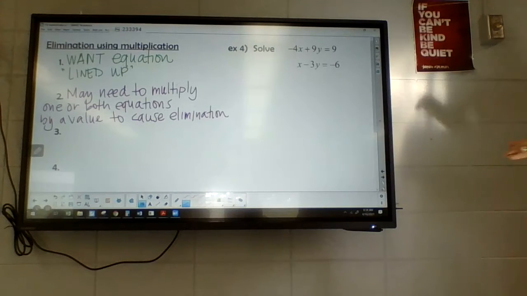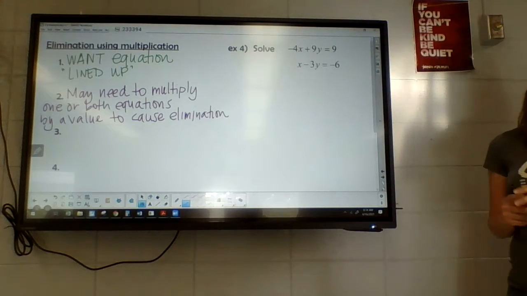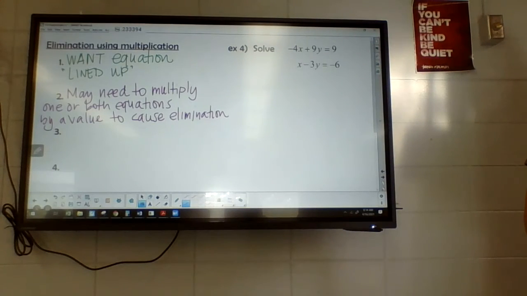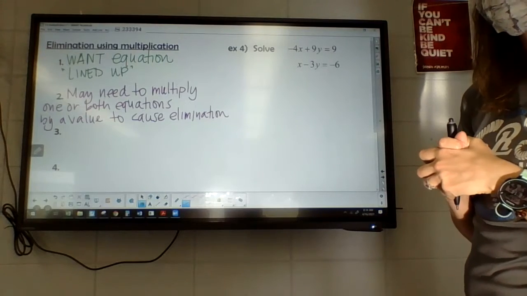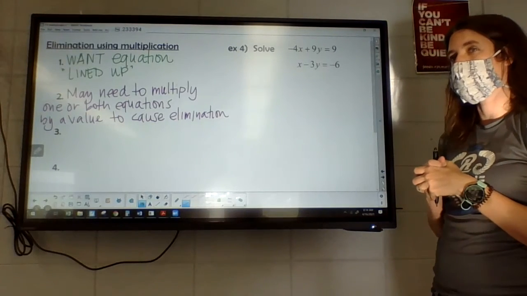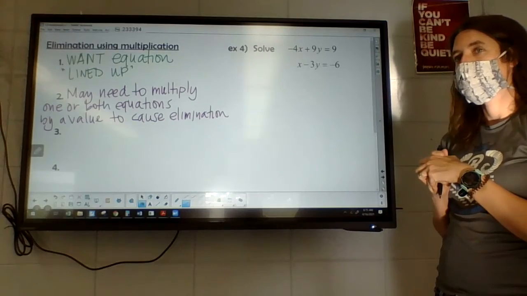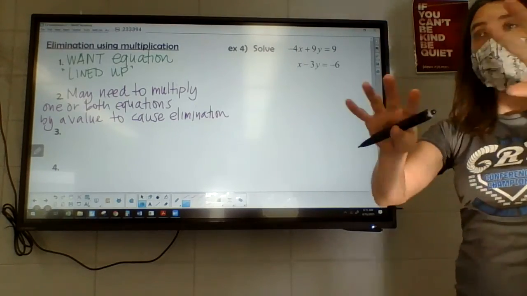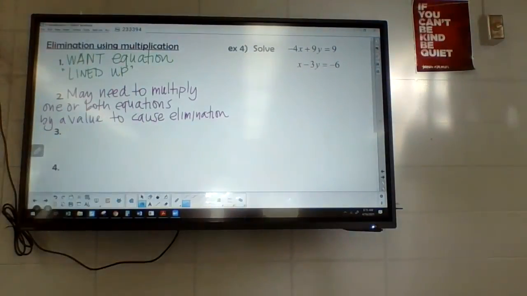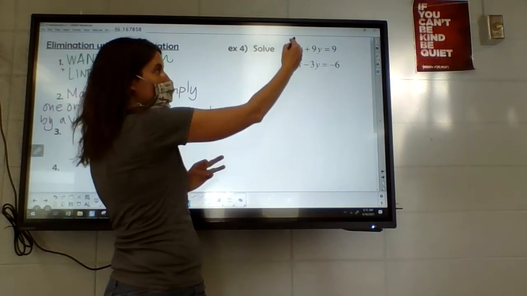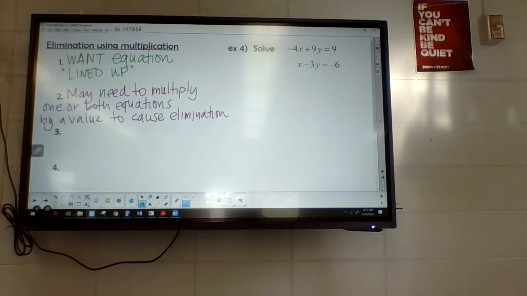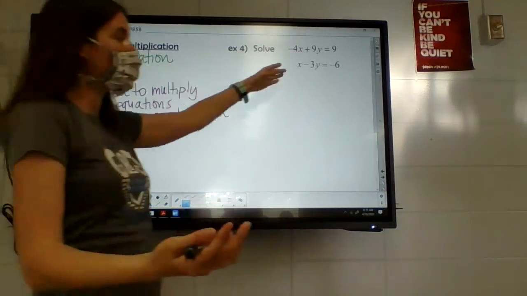Any ideas on what we could multiply one of these equations by to make something cancel? Anyone see anything? Go ahead, Nate, tell me what you got. Do the bottom one times 4. The bottom one times 4, is that what you were going to say too, Justine? I was just saying multiply the bottom times 3. Yeah, so either one would work. The first suggestion was to multiply the bottom one by 4. If this became a 4x, do you agree negative 4x and 4x would cancel? Justine said, let's multiply the bottom one by 3.